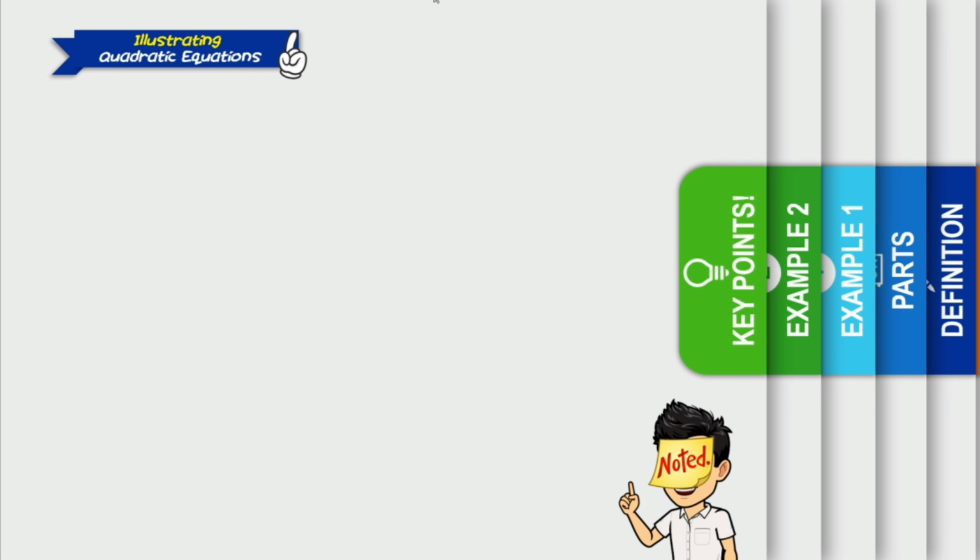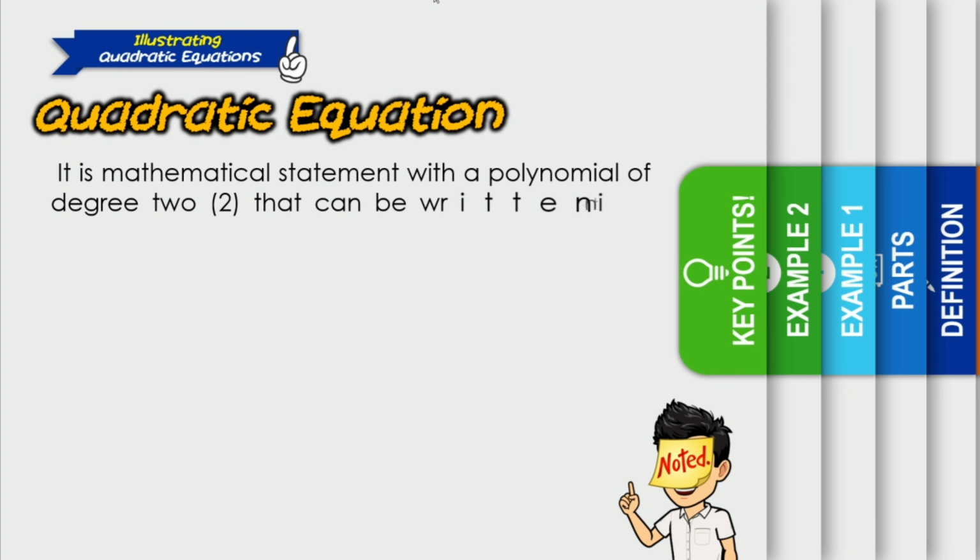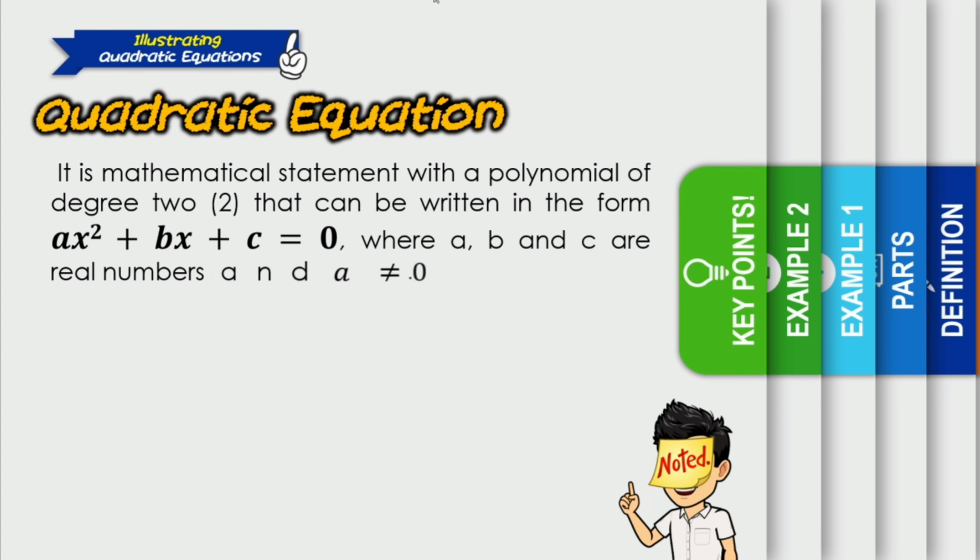So to sum up this day's discussion, we talked about quadratic equation. A quadratic equation, again, is a mathematical statement with a polynomial of degree 2, meaning that the highest exponent must be 2. And it can be written in the form ax squared plus bx plus c is equal to 0. That is actually our standard form, where a, b, and c are real numbers and a should not be equal to 0. Pinaliwanag natin kanina kung bakit bawal maging 0 si a. Dahil kapag naging 0 si a, magiging linear equation na lang siya.